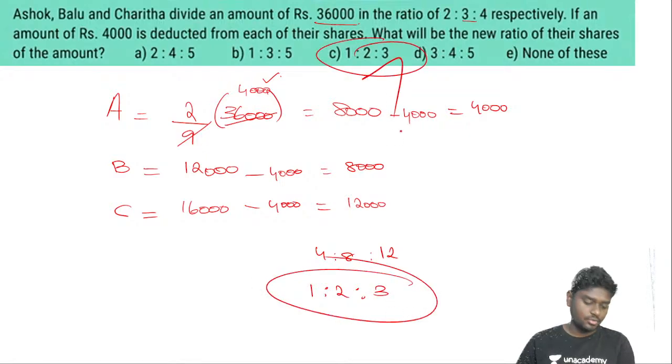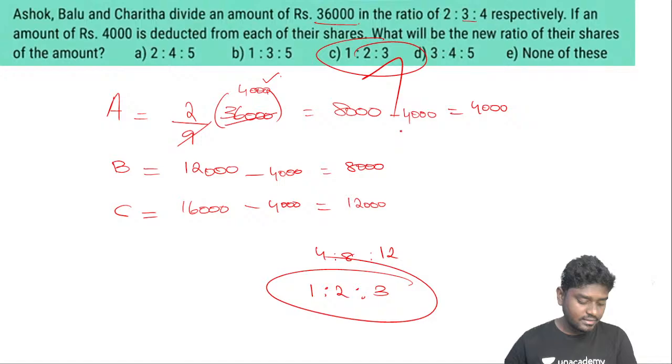The answer is absolutely option C. Very good, Nandini. It is 1:2:3. Good going. Everything is same. Very good, Samaksh. It is absolutely option C.